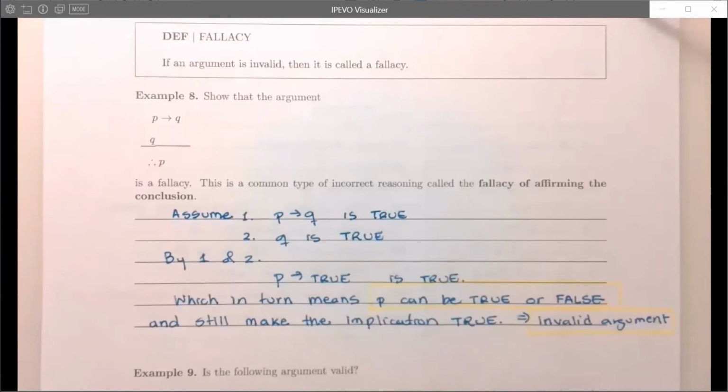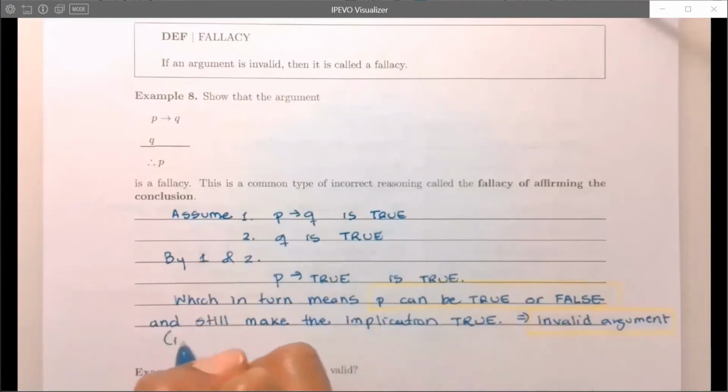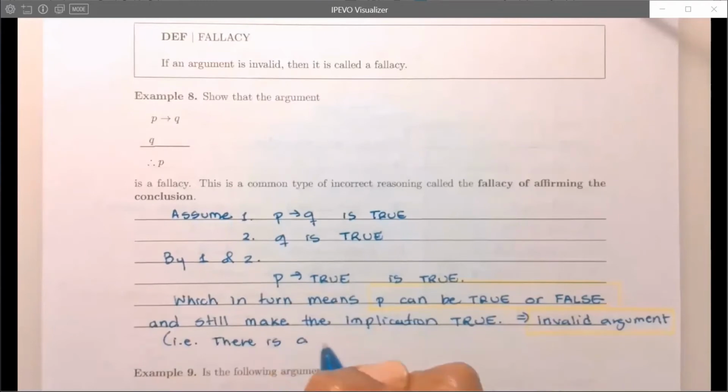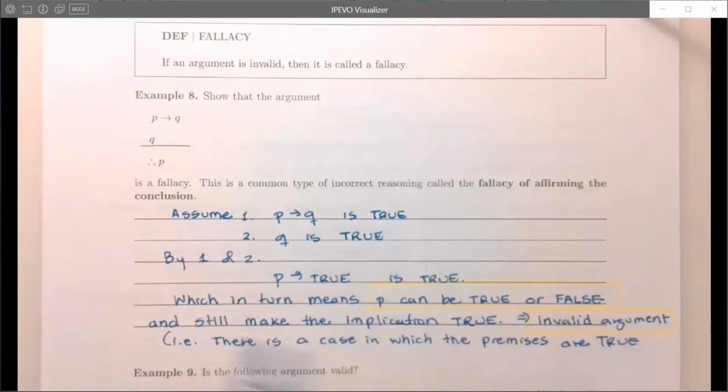And just to stress this a little bit further, what that means is that there could be a case in which the premises are true, but the conclusion is false. Okay, so I'm just going to write that in. So i.e., there could be a case, or there is a case, in which the premises are true, but the conclusion, which is P, is false. So that's invalid. That's not allowed.